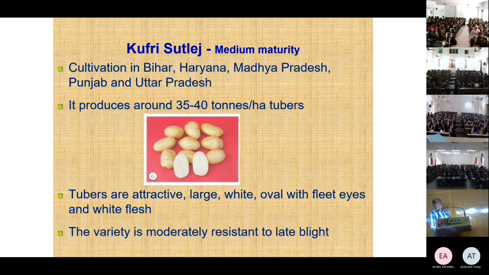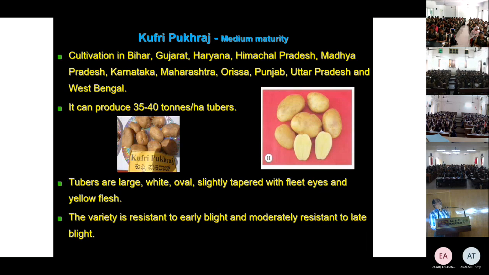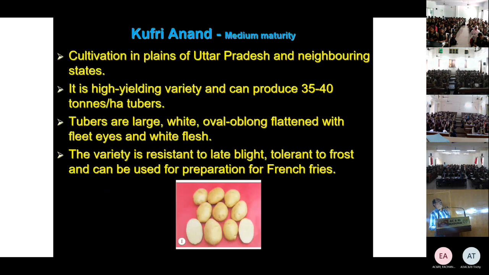Next, Kufri Pukraj, it is also suitable for growing in northern parts of India, 35 to 40 tons per hectare. And this particular variety is oval in shape and resistant to early blight and moderately resistant to late blight. So that is the important character of this variety.